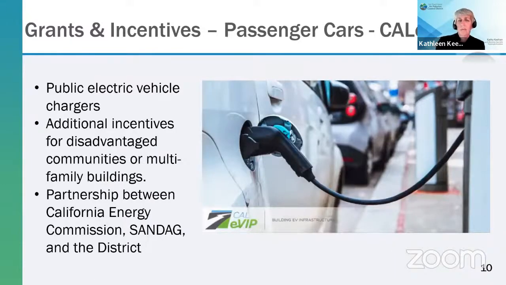Another program targeting passenger cars, the Cal-E VIP program, is a joint effort between the district, the California Energy Commission, and SANDAG to incentivize electric vehicle chargers. We know that one barrier for people purchasing electric cars is a lack of public places to charge them. San Diego was the first region in the state to have an air district and a planning organization partner in this program, leveraging over $15 million in state funding for chargers in San Diego.